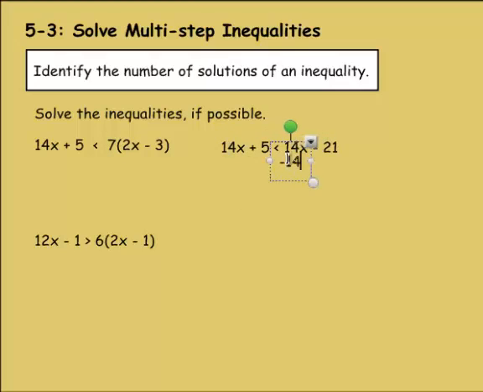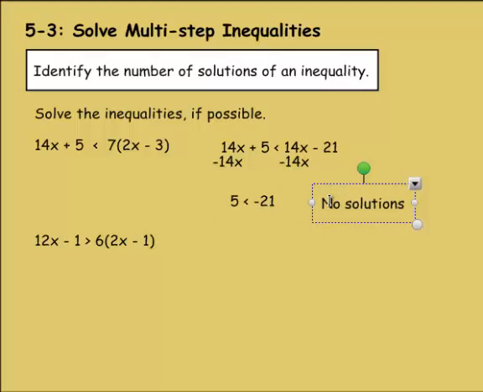So if I subtracted 14x from this side and then this side as well, I would have 0x plus 5 is less than negative 21. And I know that 0 times anything is just 0, so I'm left with 5 is less than negative 21. This is a false statement. So we're actually going to say there are no solutions to this because x can't be anything to make this statement true because there's 14x on both sides. And we know that 5 is always going to be greater than negative 21.